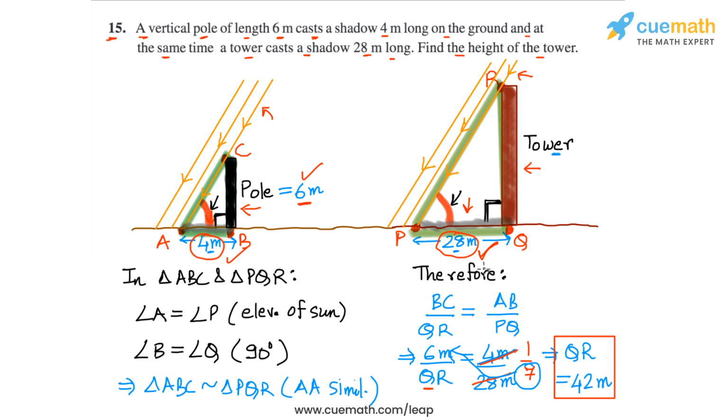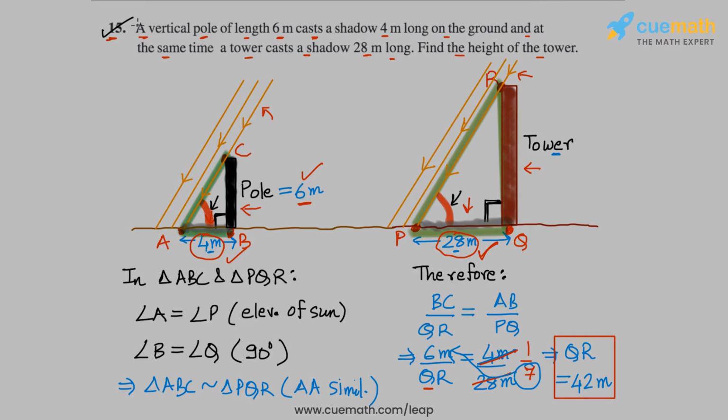So this is a very cool application of the concept of similarity. But remember, the shadows must be measured at exactly the same time. Otherwise, the sun's elevation will not be the same and the two triangles will not be similar. Okay, so that completes question number 15.